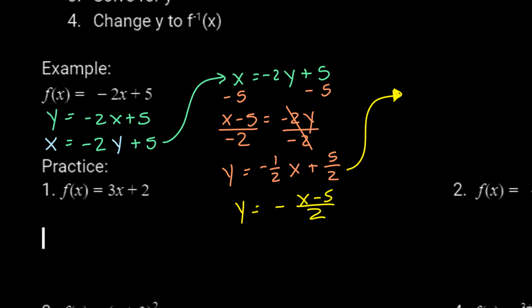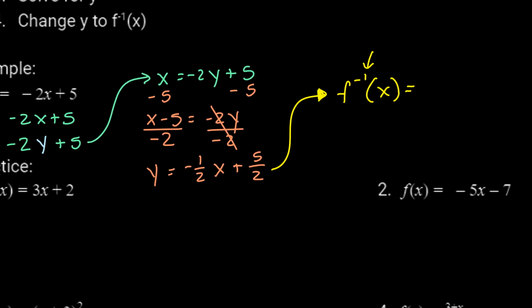Okay. But this is in standard form. So is that step number 4 completed? What does step number 4 say? Yeah, change the y to the inverse function, f negative 1 of x. That negative 1 means what? Inverse.